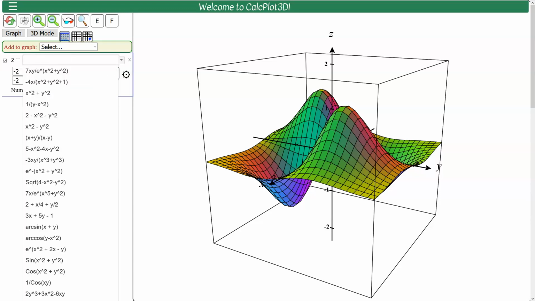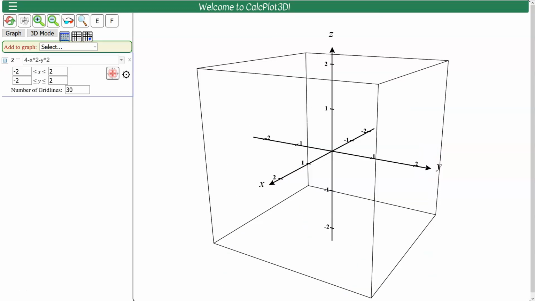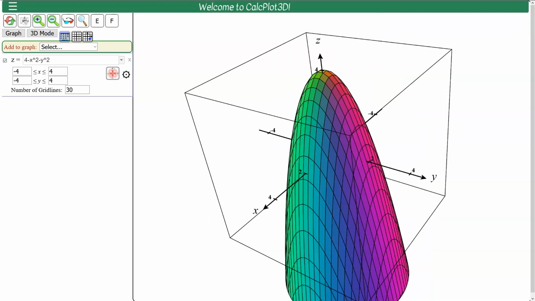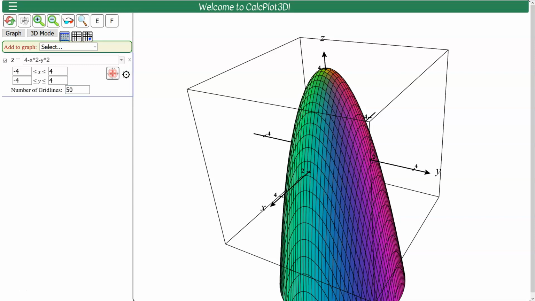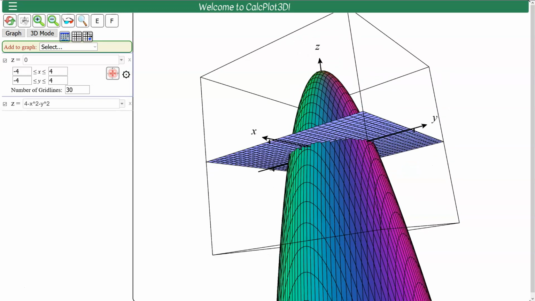All right, so 4 minus x squared minus y squared. Okay, let's back up a little bit. Okay, so there's our paraboloid. And of course we've got the xy plane, so I'm just going to do z is equal to 0. Okay, so there's the plane.